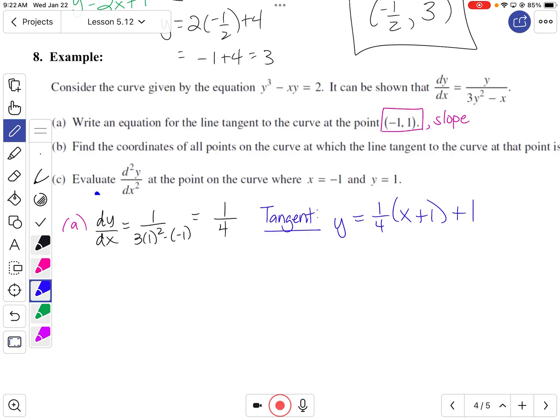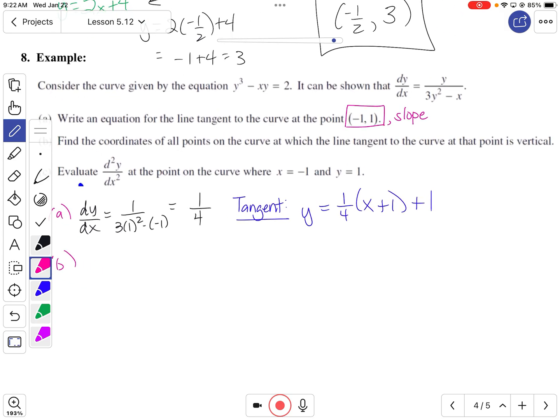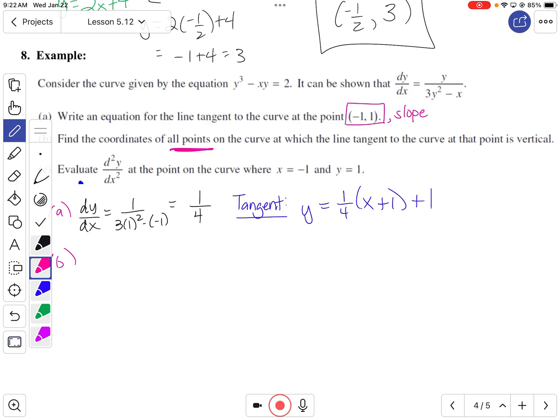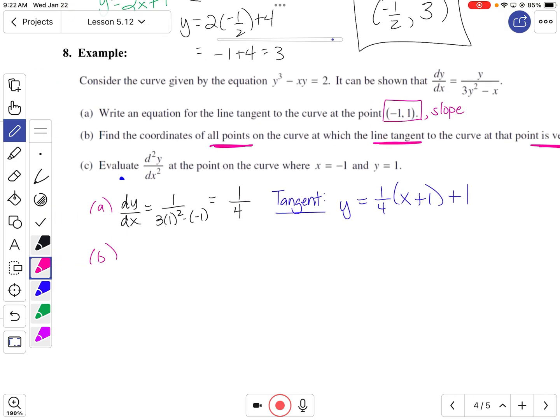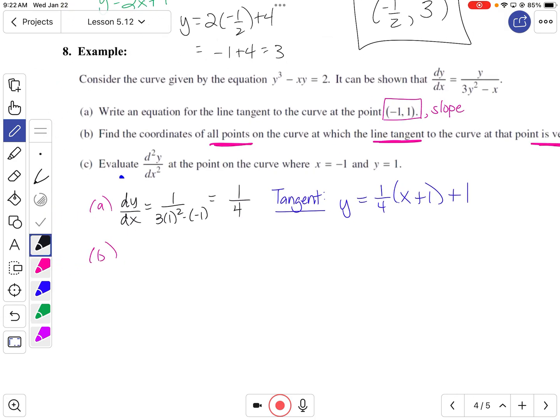All right, how'd you do? Okay, yay, see? So you're going to get a point on this question regardless. All right, you can do it. Okay, now let's look at part B. Part B gets a little bit more difficult. It says find coordinates of all points on the curve at which the line tangent to that point is vertical. So we're looking for vertical tangents. Okay, vertical tangents, try that one.